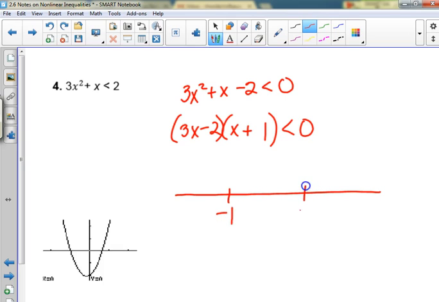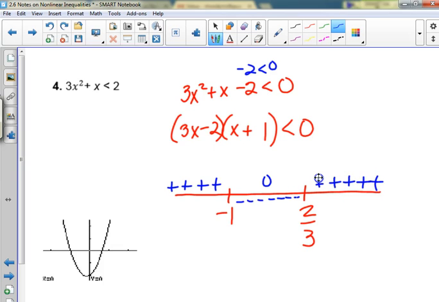-1 and positive 2/3. What's a value clearly in between there that I could test real fast? 0 is in there. If I go back to this one and I put a 0 in, I get -2 is less than 0. Is that true? Yes. The value we're getting is negative, right? Out here, if we test a value, it's positive. Out here, it's positive. Okay, are we wanting where it's positive or negative? We want values less than 0, so we want negative.